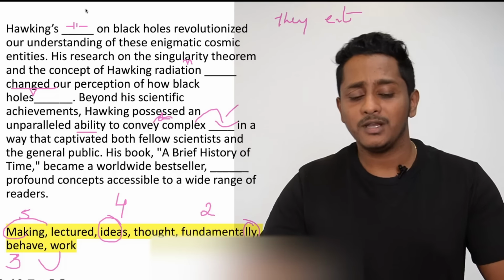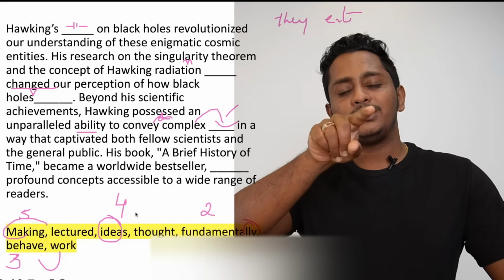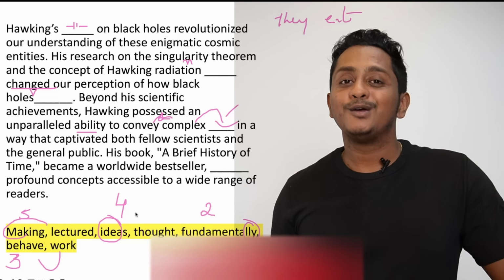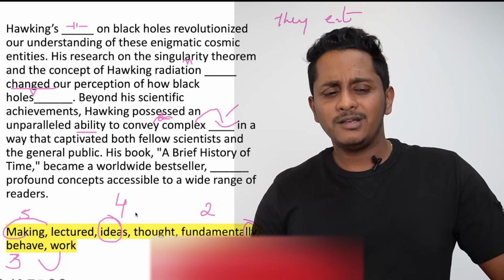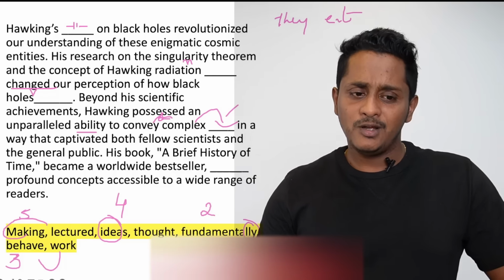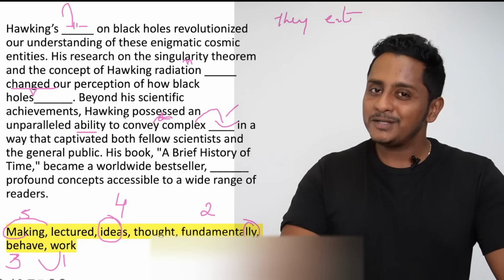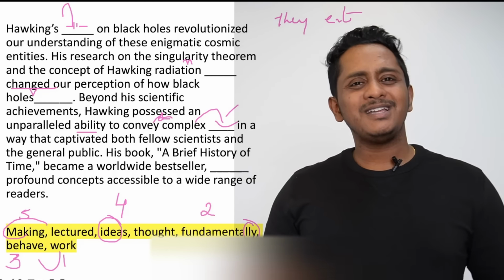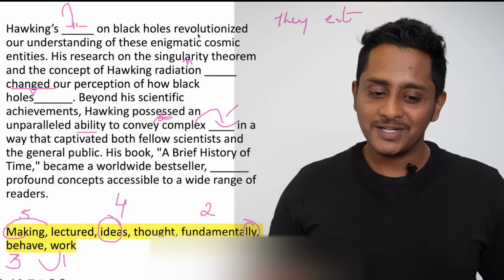Then what is the first one? Ideas went for four. Then whoever wrote ideas for the first one, fourth and first, both are wrong. So this is called the bottom-up approach. There are many videos I've done on the approaches. Watch them as well. So here what is left? Hawking's work. Hawking's work on black holes revolutionized. Yes, his work on the black holes, not the ideas. He has worked on it, his research.